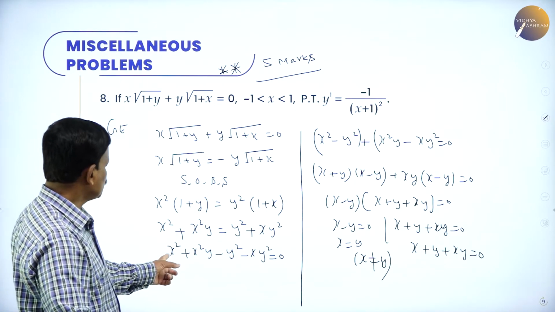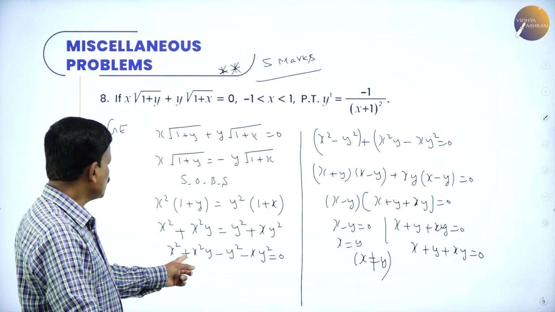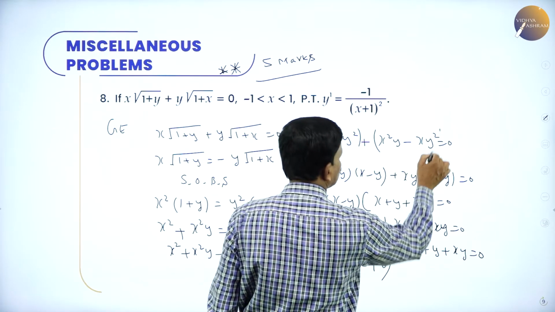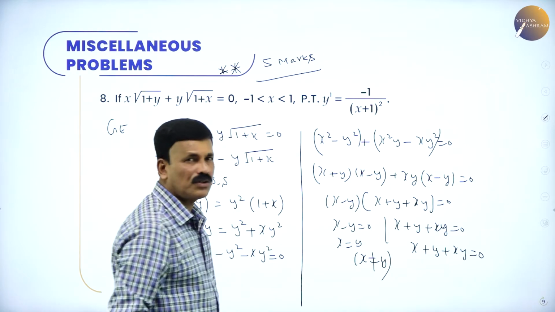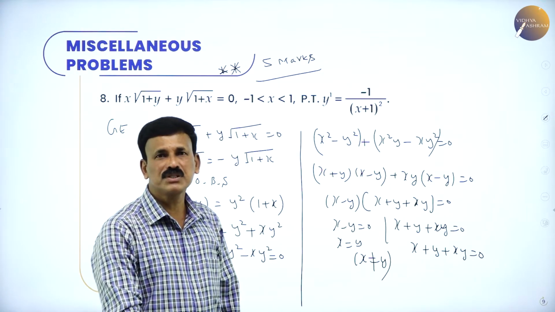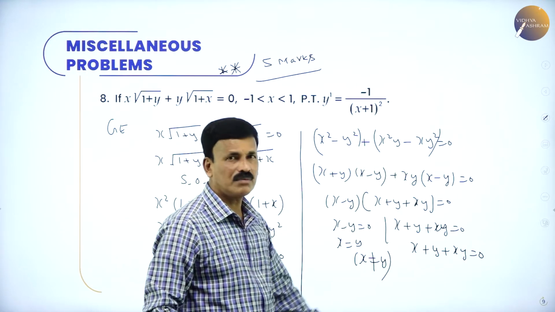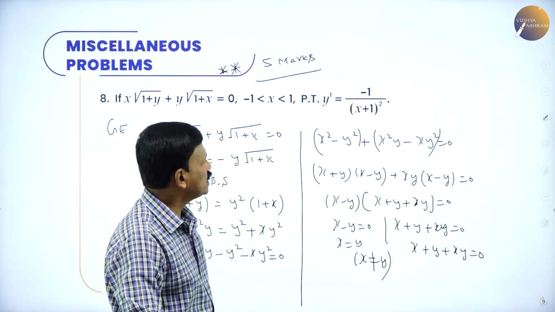Group the terms containing square. X square minus y square is one group. X square y minus xy square is another group. Now this is of the form a square minus b square, which is a plus b into a minus b. So x minus y into x plus y. Here you can take xy as a common factor: xy into x minus y.